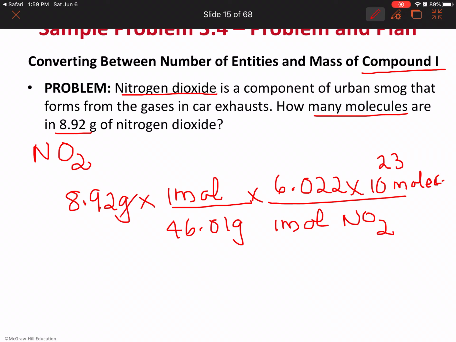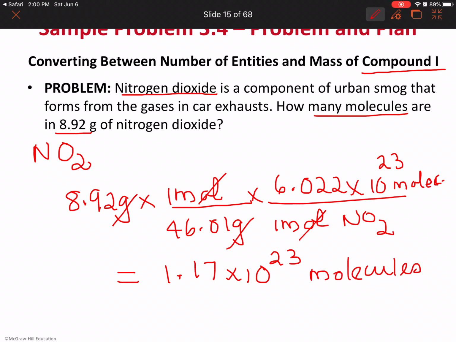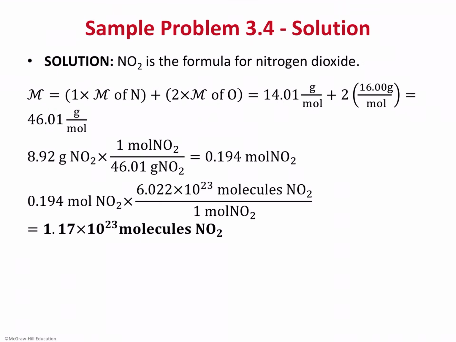And then you can see that grams to grams get cancelled, moles to moles get cancelled. So you're going to have your answer in molecules, and that would be 1.17 × 10^23 molecules NO2. You can also see the calculation here.